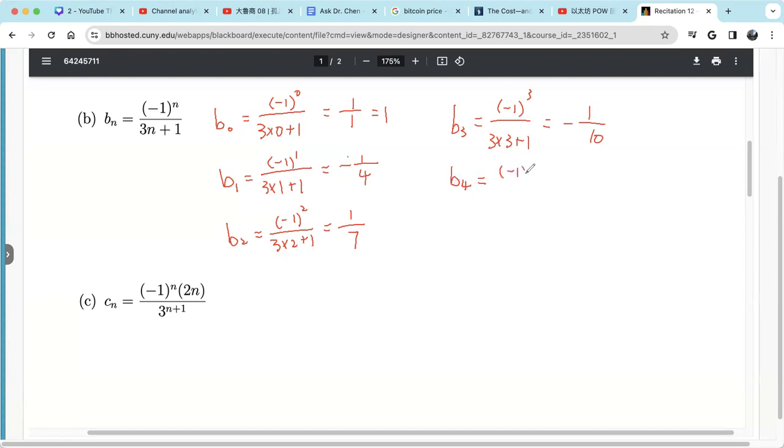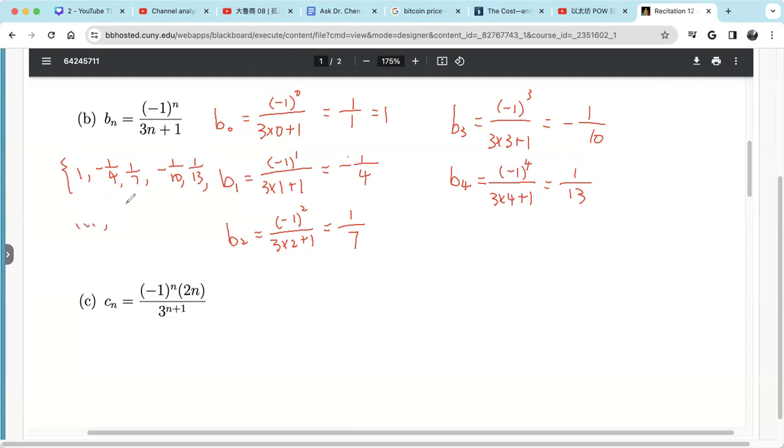We have -1 raised to the 4. In the denominator, we have 3 times 4 plus 1. -1 raised to 4, or -1 raised to any even number, is +1. 3 times 4 is 12, 12 plus 1 is 13. So the first 5 terms are 1, -1/4, 1/7, -1/10, 1/13, dot, dot, dot.